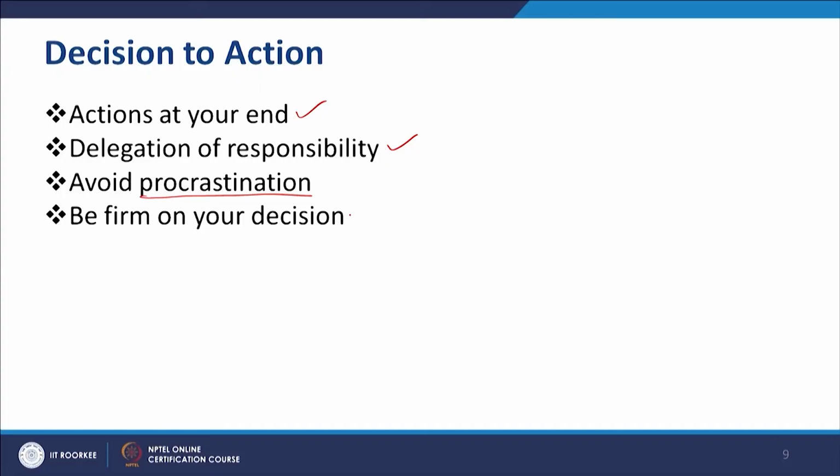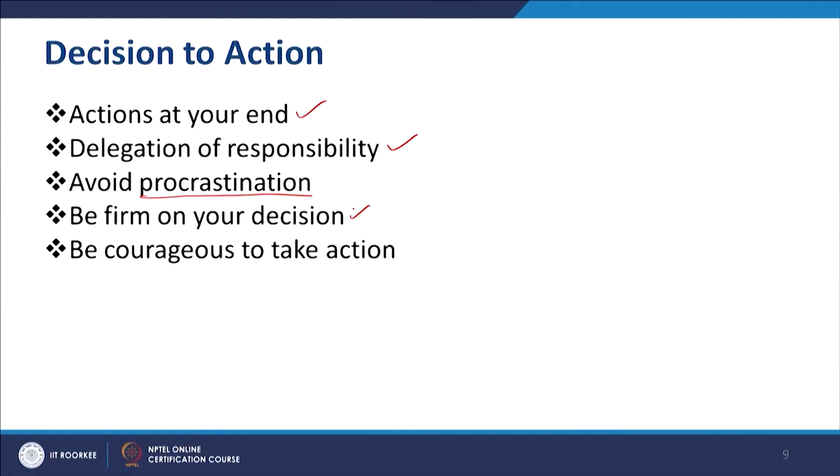So, once the decisions are made, do not procrastinate, make it faster. Either you take action or you let others take the action for that decision. Be firm on your decision. Once you have taken a decision based on several analyses and alternative scenarios, be firm on your decision. Do not be confusing and fluctuating on your decision. Be firm and be confident. Be courageous to take the decision.